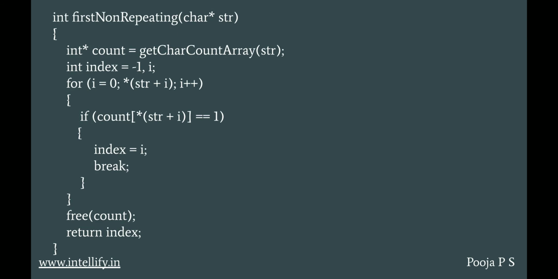And next, this is the first non-repeating function that we have created, and this function returns the index of the first non-repeating character in a string, and if all the characters are repeating, then it returns -1 as the index.